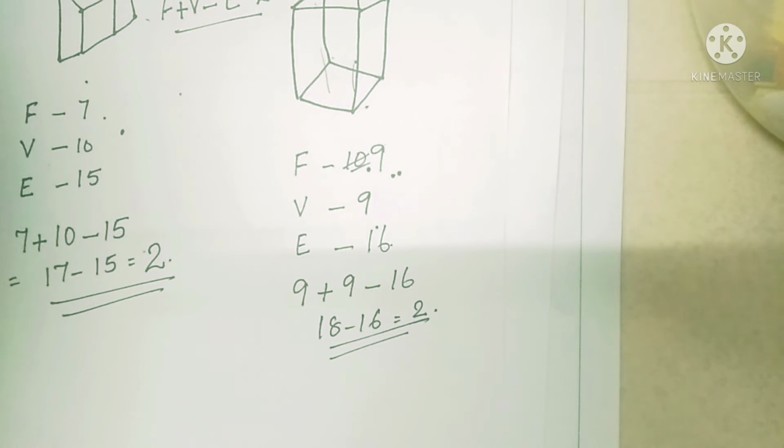So hence verified. So the question is verify Euler's formula. The formula is F plus V minus E is equal to 2. Whenever such questions are there, you need to find the value of F, V and E, substitute it and then find out whether you are getting 2 or not. In both the cases we got 2. So hence we have verified.